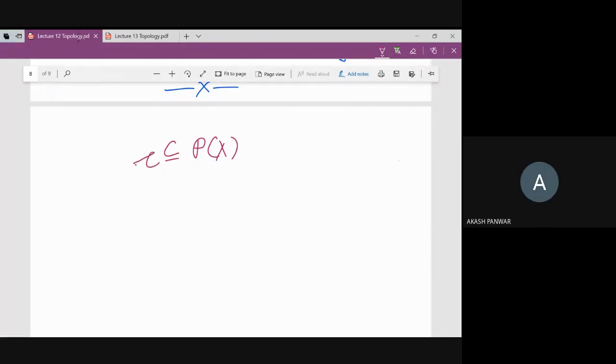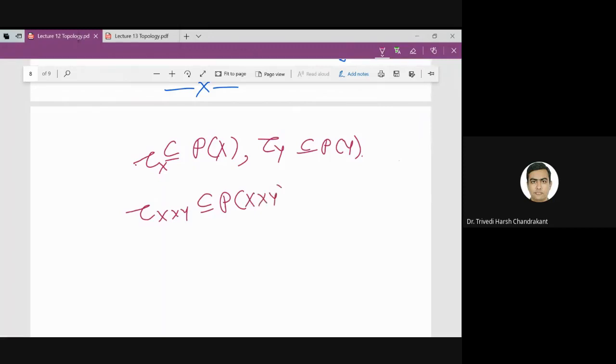Okay, so as I have written, tau is a subset of the power set of X, right? So this means tau is a topology on X. Now I want to find the topology. So I have two topologies, a topology on X and a topology on Y. Now I want to find a new topology, tau X cross Y, which is a subset of the power set of X cross Y.